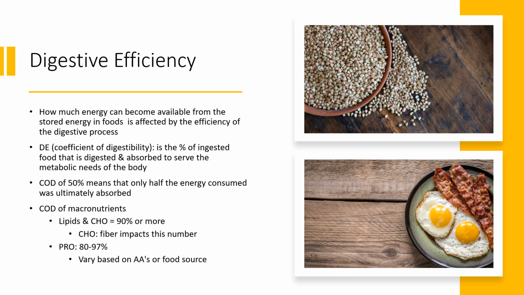If we look at protein, we have a range of COD, or digestibility coefficient here, with it ranging from 80 to 97%. And this is going to vary based on the amino acids in that protein or the food source. So protein from plant sources has a lower coefficient of digestibility than from animal sources. And we can use these digestive efficiencies to provide information about how much energy from food is actually available. And we can use that as a major guiding factor for designing dietary programs for weight loss. We can actually use these coefficients to guide the creation of dietary programs.